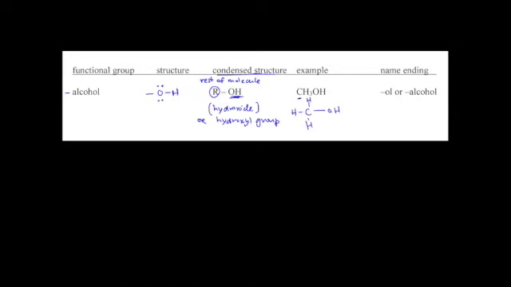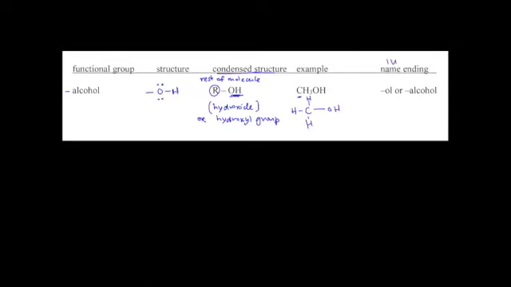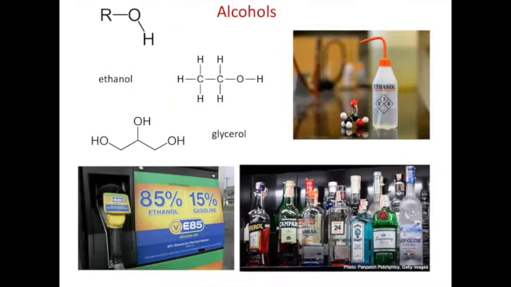For a molecule that has the alcohol functional group, the IUPAC name ending will have OL, or alcohol. Everyday chemistry that you would have heard of is ethanol. Because of the OL name ending, it means that this OH group is present. Here's the condensed structure. This is the OH group.